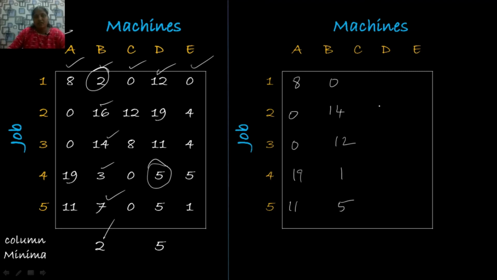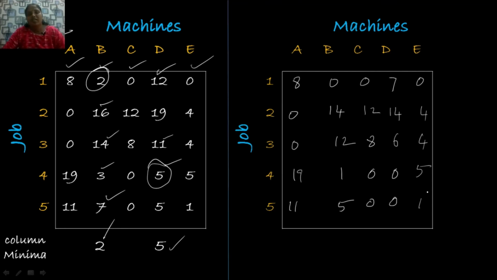Write down the third column element as it is, since it has 0 element. 0, 12, 8, 0, 0. And for the fourth column elements, we have to subtract 5. 12 minus 5, 7. 19 minus 5, 14. 11 minus 5, 6. 5 minus 5, 0 and 0. Here we have 5, 2. And write out the last column element as it is, since it has 0 element. 0, 4, 4, 5, 1.